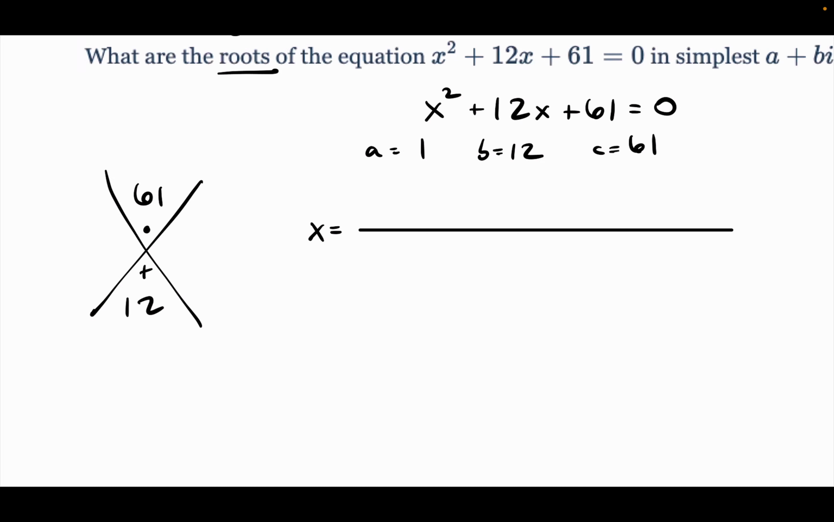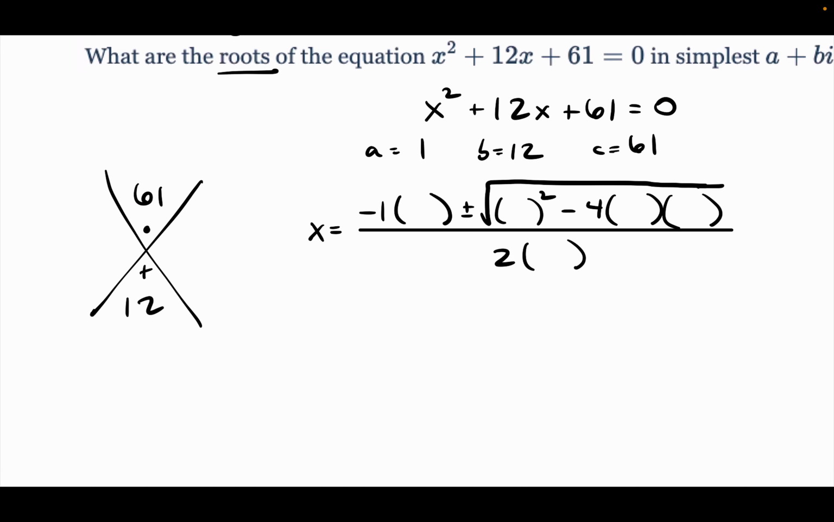Okay. All right, so how do we use it? Well, it starts out with negative 1, parentheses, plus or minus the square root, parentheses, 4 parentheses, parentheses, and then 2 parentheses. Now, in those parentheses are going to go A, B, and C.